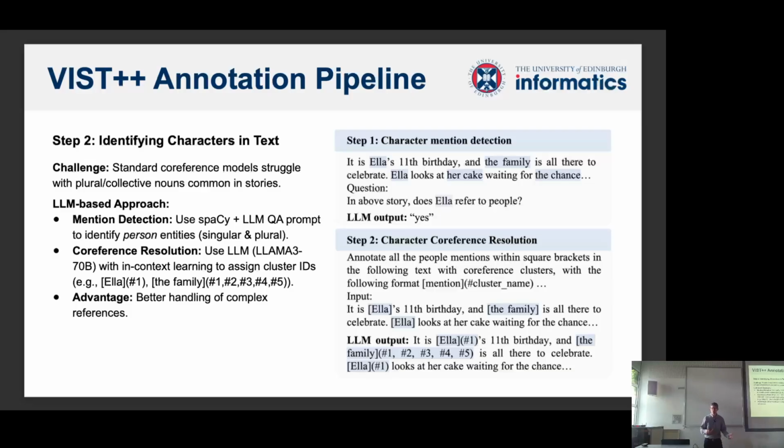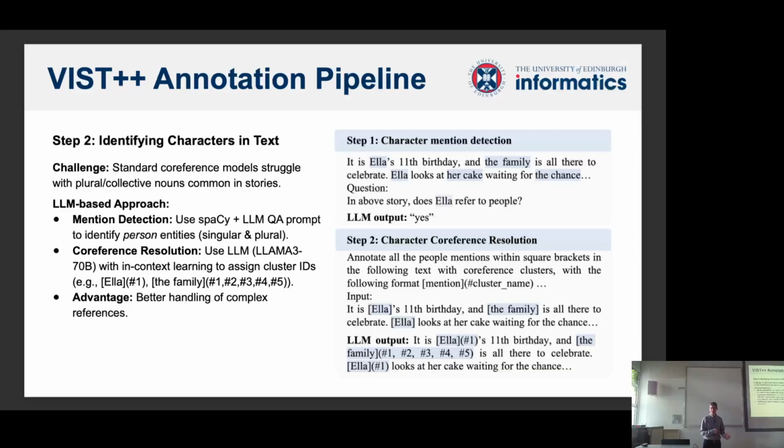And you might wonder, why do we do this? We have coreference algorithms already, of course. Well, we tried them, of course, but it turns out standard coreference models struggle with these plural nouns and collective nouns, like the family. And so the LLM approach was actually more accurate on this task than off-the-shelf coreference.